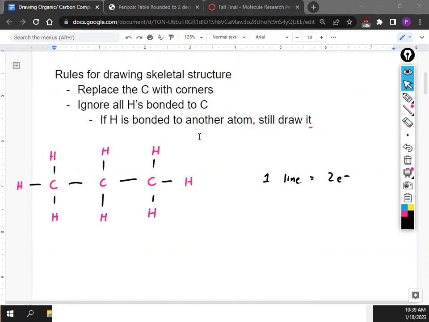The first thing we want to do when we draw our skeletal structure is replace all the carbons with corners. All your carbons want to turn into corners. I'll talk about what corners means in just a second. It'll be easier once we do the actual structure.